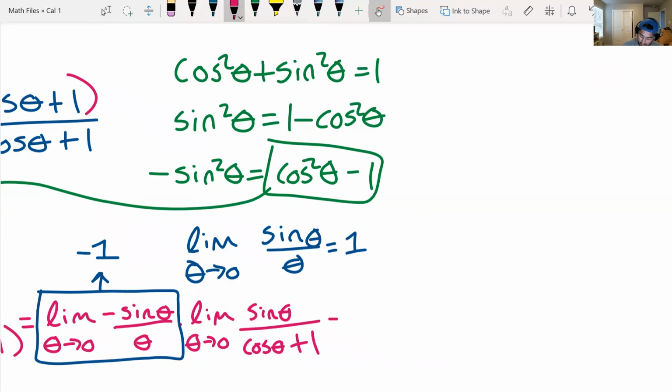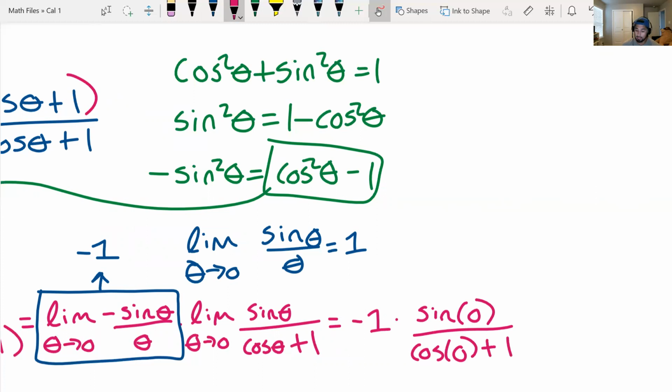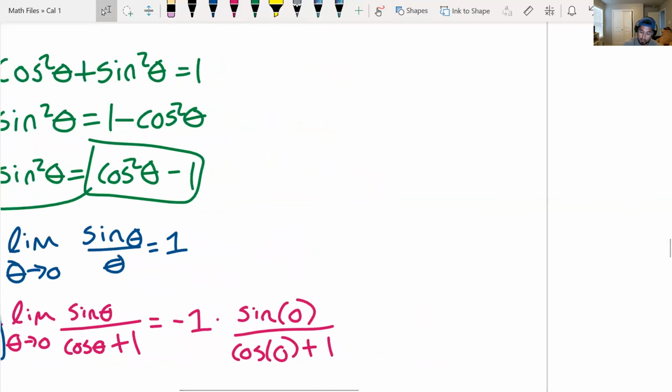So keeping along with it, I have negative one out front times sine of zero over cosine zero plus one. Still going. I get negative one times, well, guess what sine of zero is? Sine of zero is zero over, guess what cosine of zero is? One. So you get negative one times zero over two, but none of this matters because the answer is just zero.